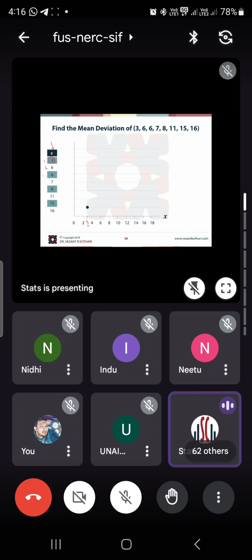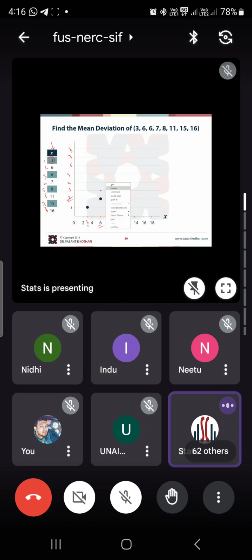And how many numbers do we have? 1, 2, 3, 4, 5, 6, 7, 8. So number 2 is a 6. So where will that number come? Here. See, number 2 is a 6. Number 3 is another 6. So it will come here.